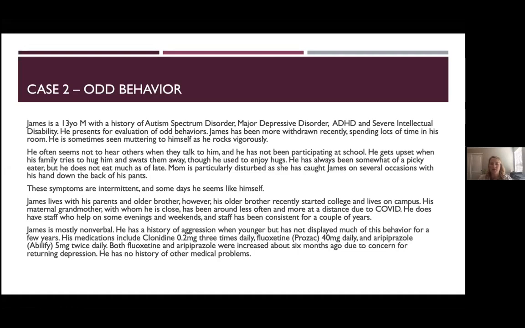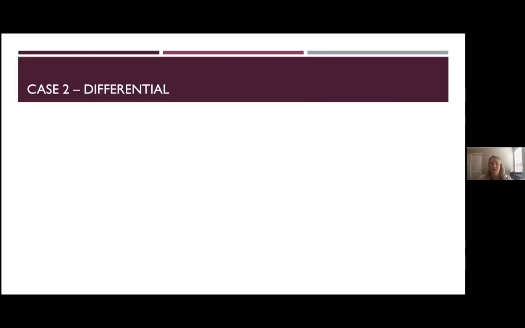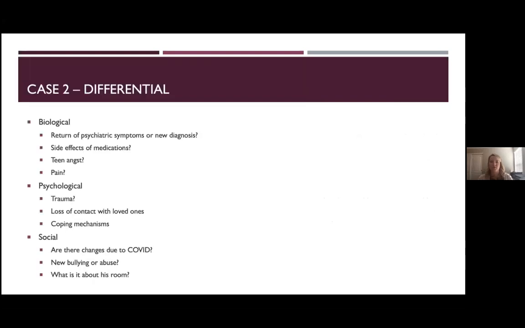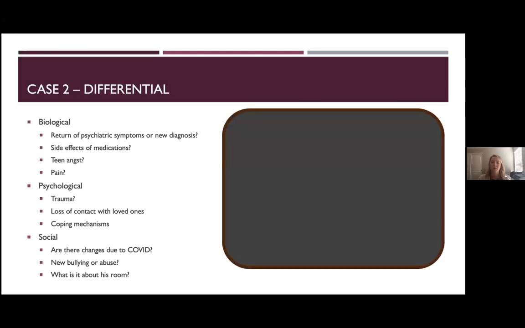And his medications include clonidine, fluoxetine, and aripiprazole. And both fluoxetine and aripiprazole were increased about 6 months ago when some of these symptoms first started. He has no other medical history. So as we think about his differential, we're going to go through the biopsychosocial evaluation again, and we're going to think about what might be going on for him.